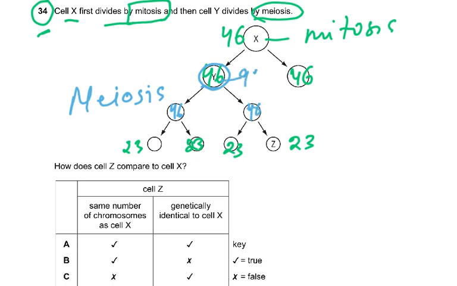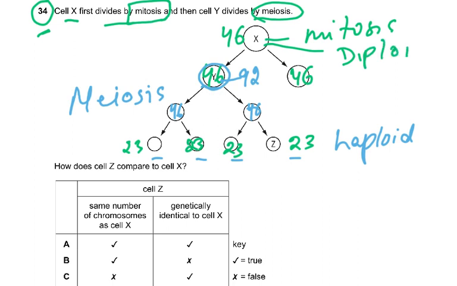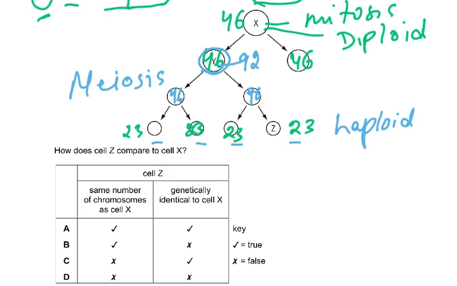And because this 46 will have become 92 chromatids, each of the gametes will have half the number of chromosomes, and these are called haploid. The cell here at the top is called a diploid cell, and when it divides by mitosis, diploid cells are formed. So how does cell Z compare to cell X? Z does not have the same number of chromosomes. And then it says genetically identical to cell X. No, it is not genetically identical to cell X. It is different to cell X. It has only half the number of chromosomes. So that is why the answer would be D.